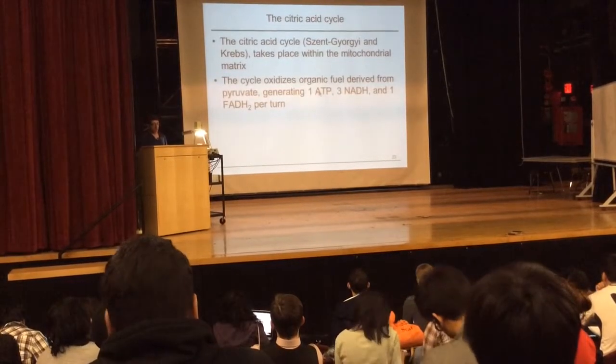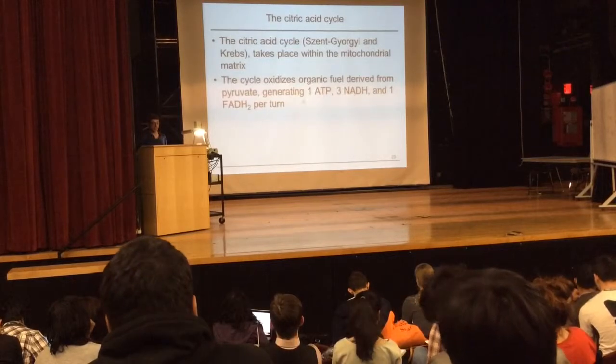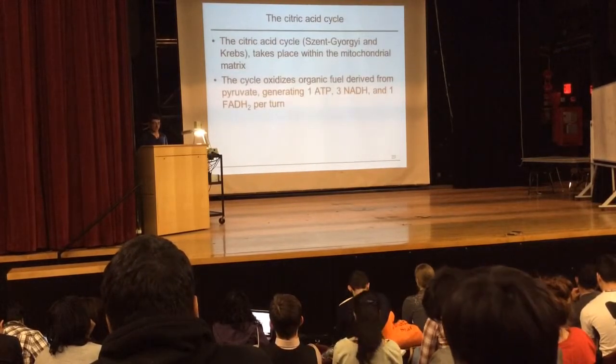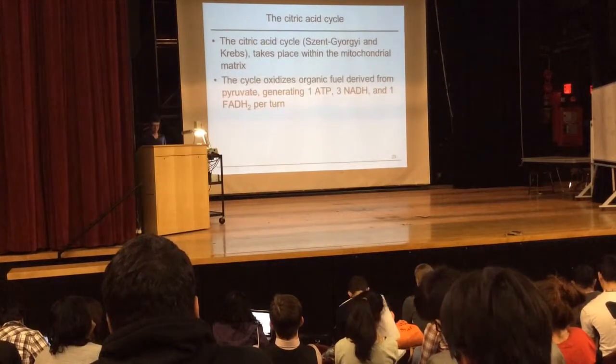So just have to remember that you only get one ATP per turn, but you do get an NADH and an FADH2. And these electron carriers can then be used in electron transport in mitochondria to make more ATP.